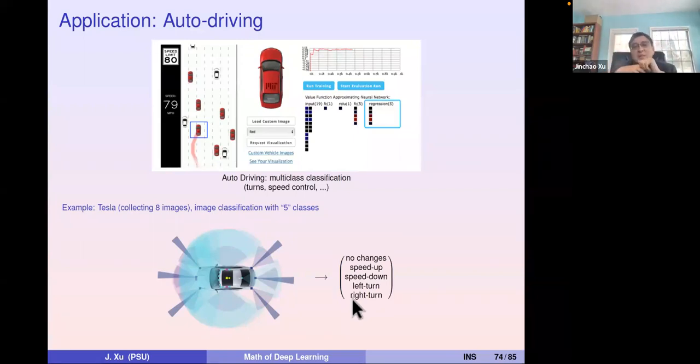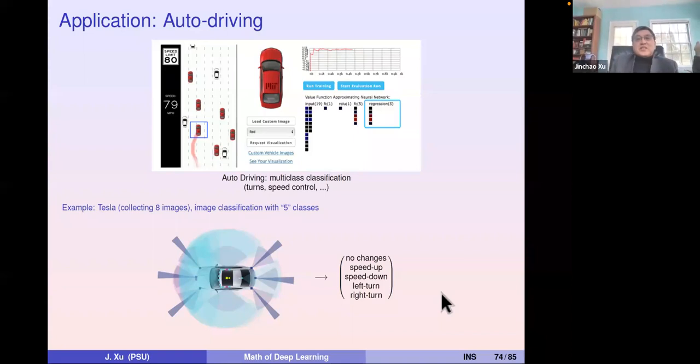Simplistically speaking, you just have to decide, when you drive the car, whether to keep the same speed and direction, or speed up, or slow down, or make a left turn, or make a right turn. It's a five-class classification: you want to classify a collection of eight images into five different classes. It is an image classification problem, but of course they use lots of other technology, reinforcement learning in particular. Based on my own experience driving the car, it works pretty well.